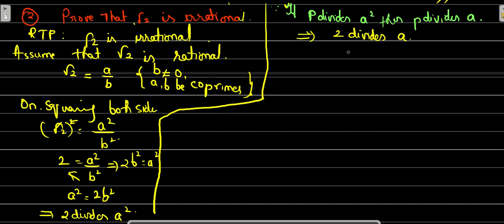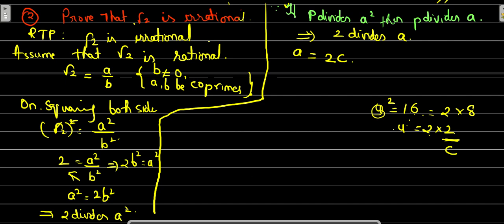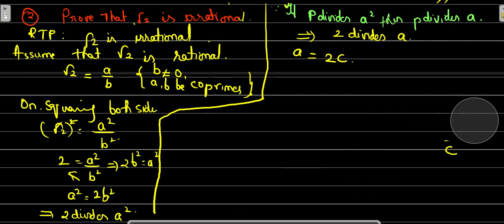If 2 divides a, let me take the example 16 is equal to 2 into 8, right? 2 divides 16. So 16 is actually the square of 4, right? 2 divides 16 means 2 also divides, what is the number? 4. So can we say that 2 also divides 4? Because 2 into 2 is 4, right? It means this 4 can be written as 2 into something. Let that something be c. So 2 divides a means a is equal to 2 into c.